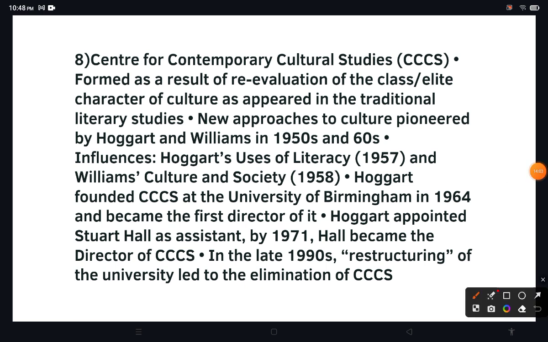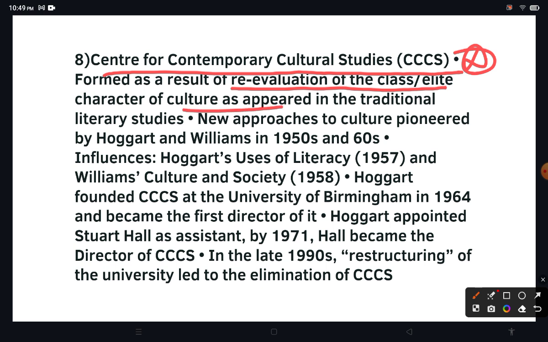So let's see our eighth point, which is the Centre for Contemporary Cultural Studies, CCCS. This is important, as I already told you in my previous video, that it formed as a result of re-evaluation of the class and elite character of culture as appeared in traditional literary studies. New approaches to culture pioneered by Hoggart and Williams in the 1950s and 60s influenced it: Hoggart's The Uses of Literacy, published in 1957, and Williams' Culture and Society, published in 1958.